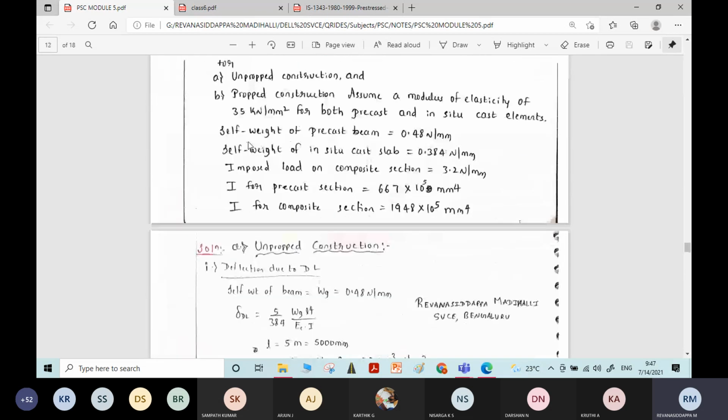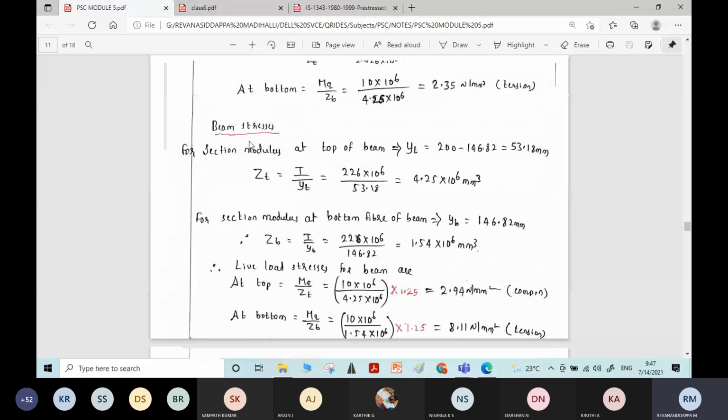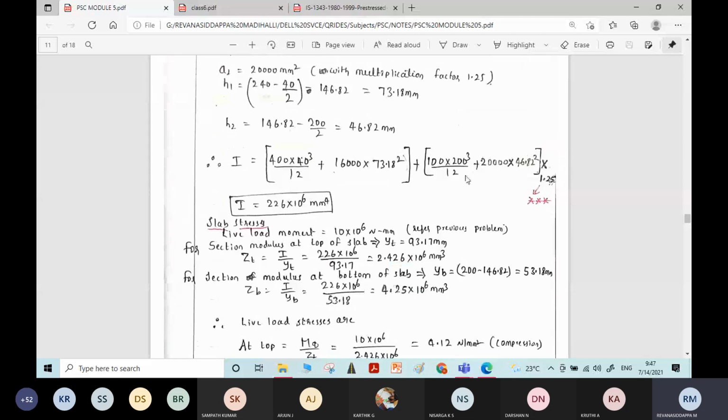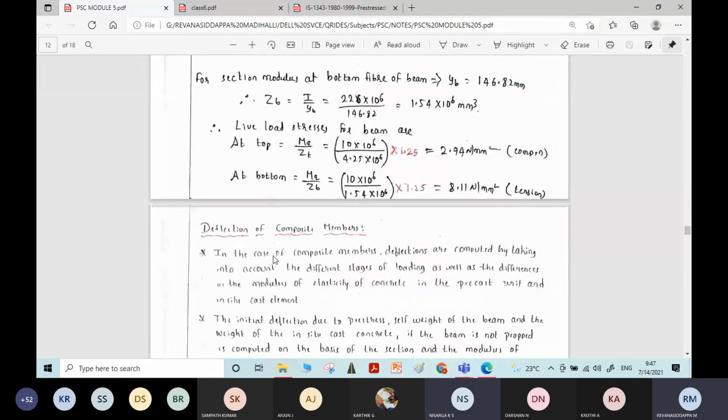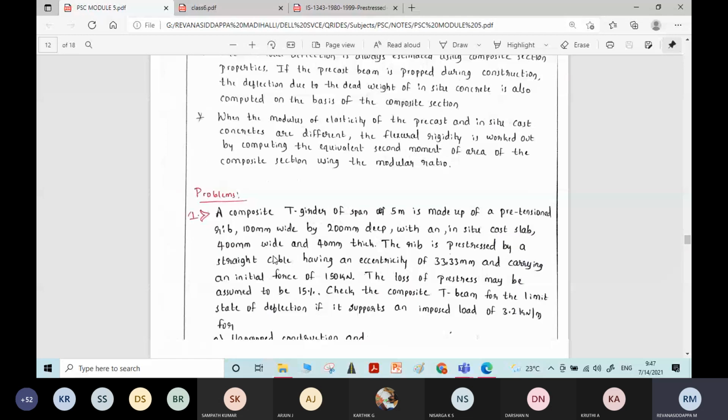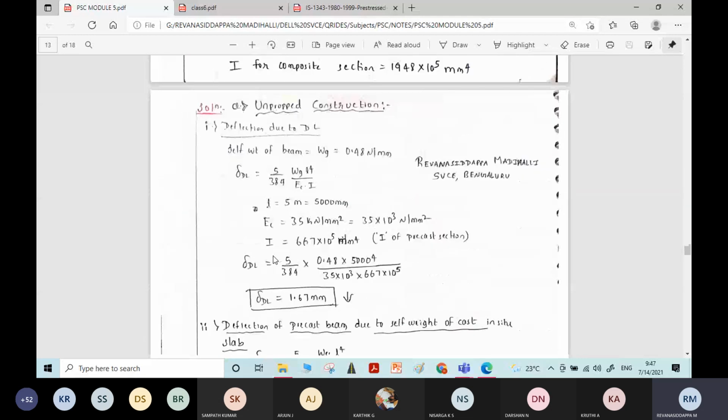how to calculate. See, moment of inertia, as usual you calculate, while finding moment of inertia. When you apply the formula BD cubed by 12 plus A h squared for the beam, that ratio of 1.25 should be multiplied. If you multiply by 1.25, instead of getting 1948, you will get 226 into 10 power 6. This moment of inertia should be substituted here, Ix 226 into 10 power 6.